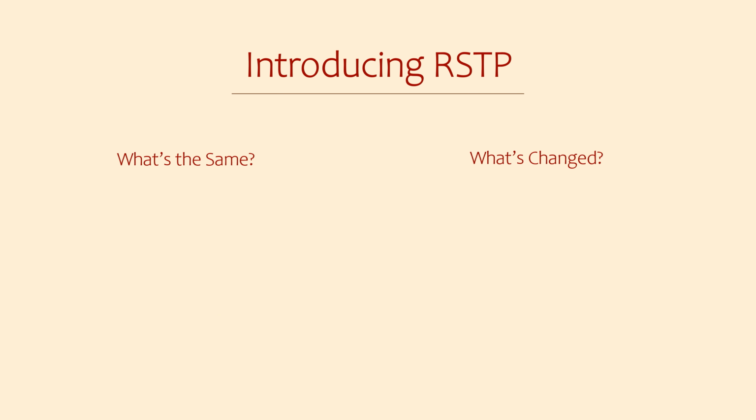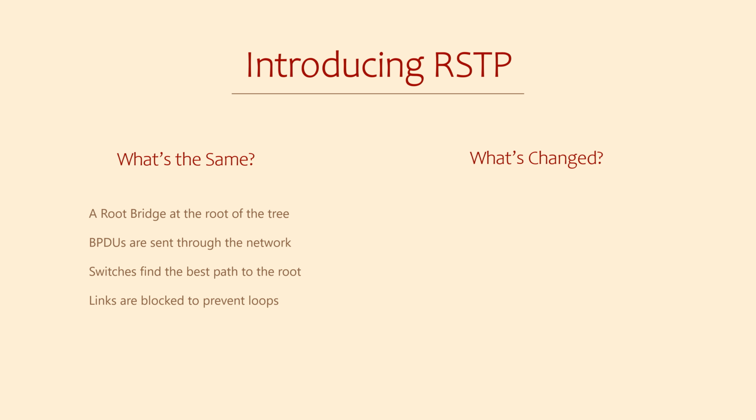Just because spanning tree has been improved on doesn't mean we need to throw away everything we've learned. There are a lot of similarities. For instance, there is still a root bridge. BPDUs are still sent through the network. Switches still need to find the best path to the root bridge. And links are still blocked to prevent loops.